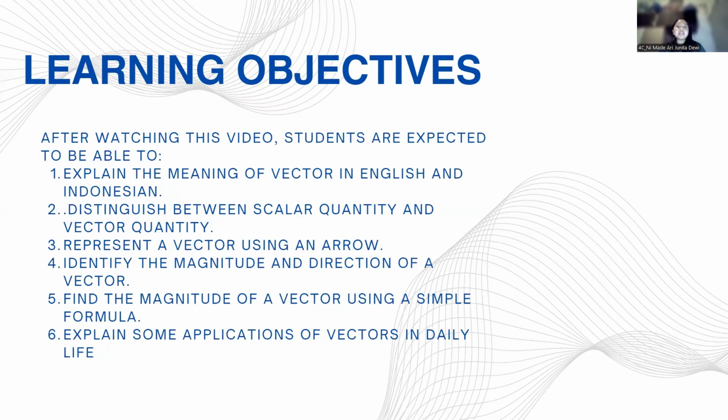Before we discuss the material, let's look at the learning objectives. After watching this video, students are expected to be able to, first, explain the meaning of a vector; second, distinguish between scalar quantity and vector quantity; third, represent a vector using an arrow; fourth, find the magnitude of a vector using a simple formula; and fifth, explain some applications of vectors in daily life.